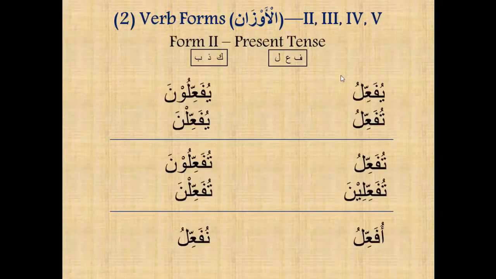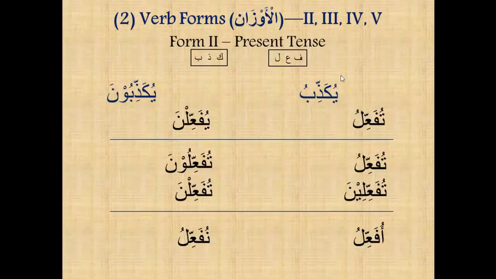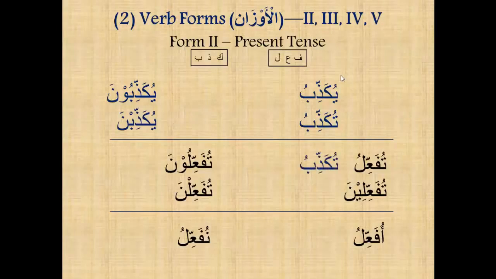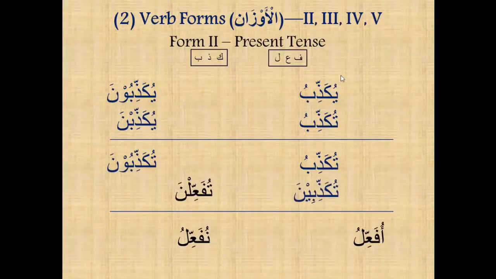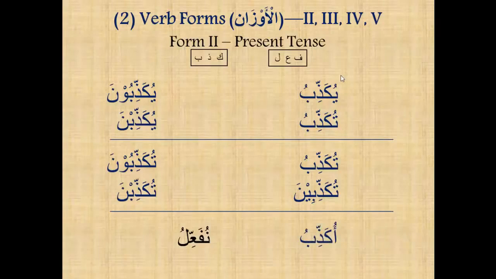Moving on to المضارع, the present tense. يُفَعِلُ يُكَذِّبُ. يُفَعِلُونَ يُكَذِّبُونَ. تُفَعِلُ تُكَذِّبُ. يُفَعِلْنَ يُكَذِّبْنَ. تُفَعِلُ تُكَذِّبُ. تُفَعِلُونَ تُكَذِّبُونَ. تُفَعِلِينَ تُكَذِّبِينَ. تُفَعِلْنَ تُكَذِّبْنَ. أُفَعِلُ أُكَذِّبُ. نُفَعِلُ نُكَذِّبُ.